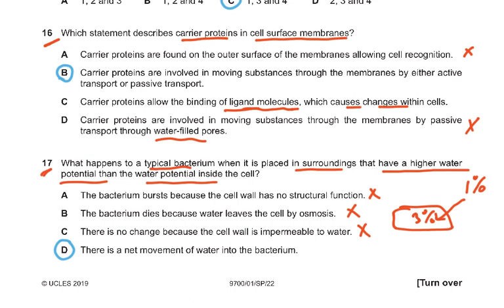So there is a net movement of water into the bacteria. More water enters, less goes out. There is never only one direction. You can't say there's no movement or there is movement one way. There's both ways, but the net movement is inward because it said surrounded by a higher water potential than the water potential inside the cell.